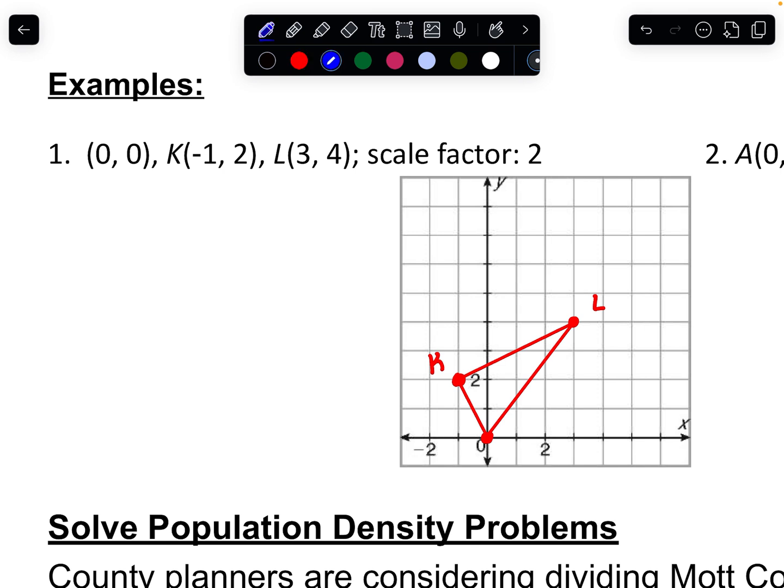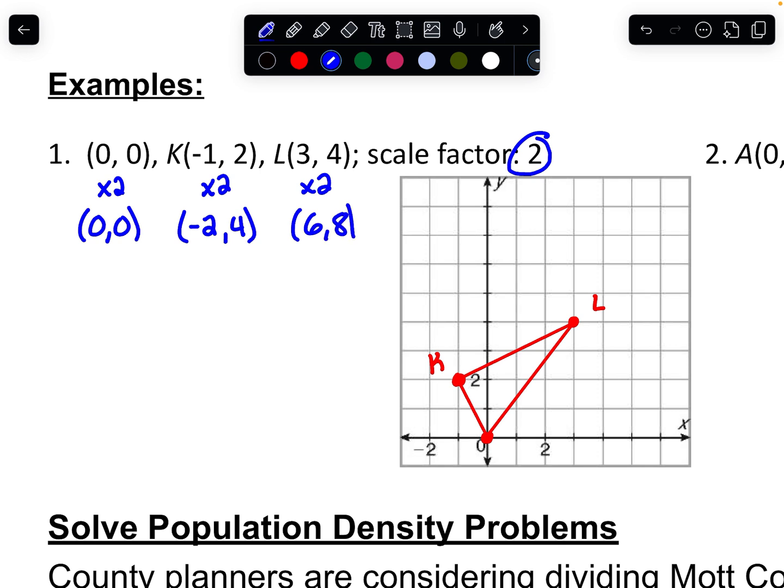Okay, so what we're doing for the scale factor, if the scale factor is 2, we're just going to multiply by 2 to everything. So that's going to end up at 0, 0. This one's going to end up at -2, 4. We're just multiplying by 2. And then this one's going to end up at 6, 8. We're just multiplying by 2. So -2, 4 puts K prime right there. And then 6, 8 puts L prime right here.